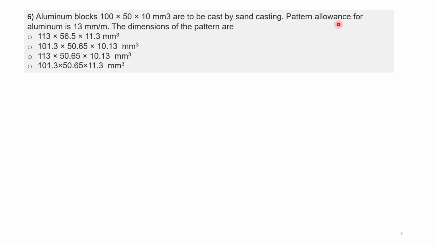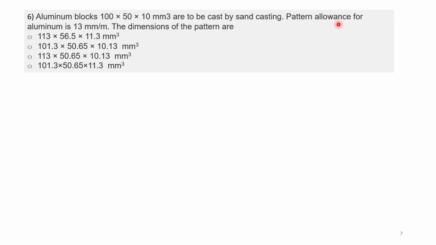Okay, so you have to take care of this unit very carefully. Okay, so for every 1 meter of the casting, you have to provide a 13 mm increase in the pattern size. Okay, so this should be taken care of. And you are provided what the pattern allowance should be, and based on that you have to find out what the dimensions of the pattern are.